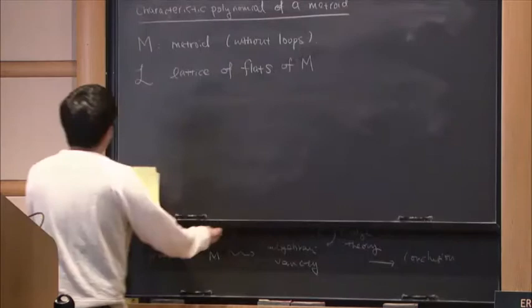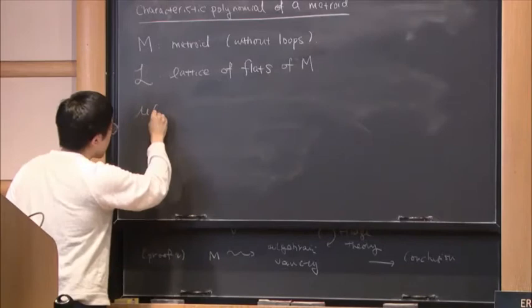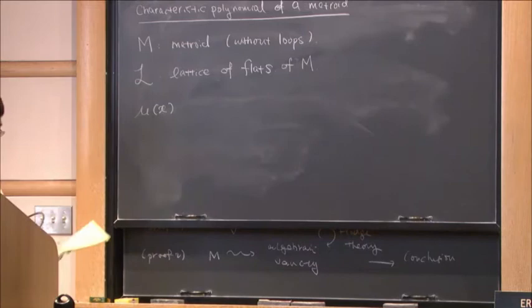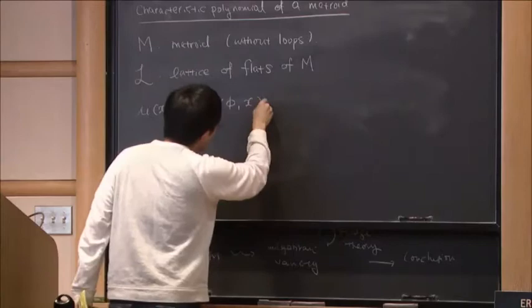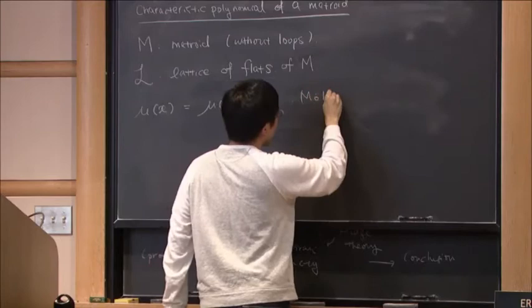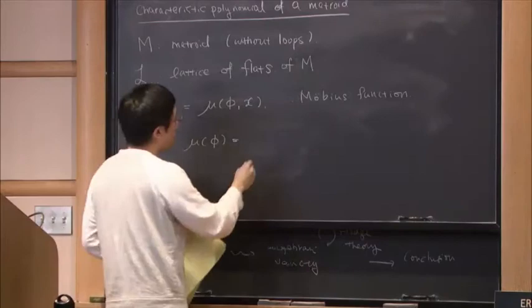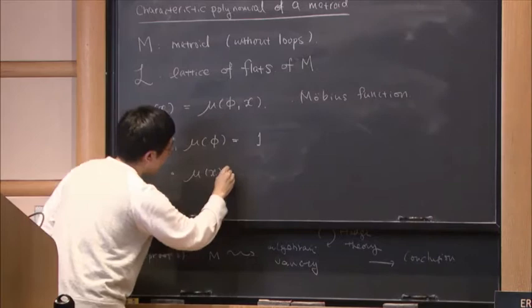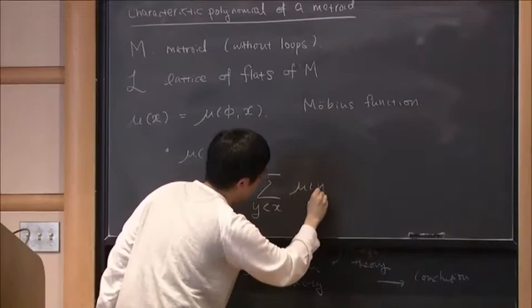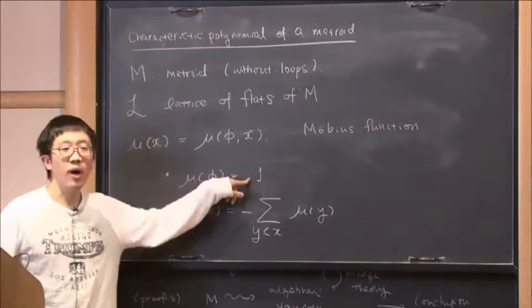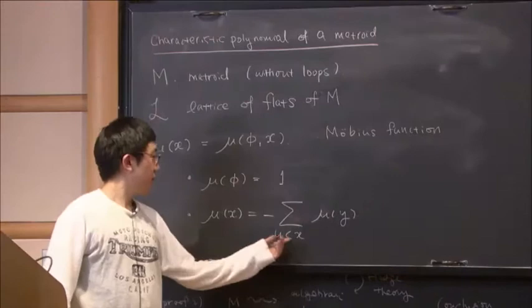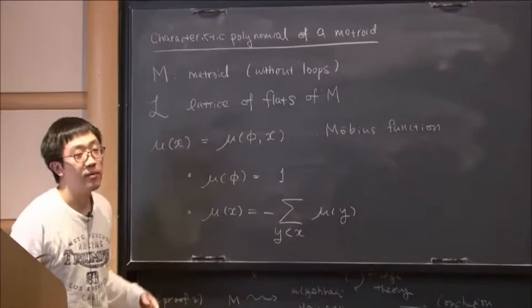And as with any poset, you can think of the Möbius function. So this is a function mu defined on my lattice of flats, which is in fact a specialization of the two-variable Möbius function. And it's defined by saying that the mu of the empty set is 1. And for all others, it's defined recursively by this formula. So the smallest element has value 1, and to compute the value at x, you look at all the smaller elements than x, where mu is already defined, and you set the new value by this formula.